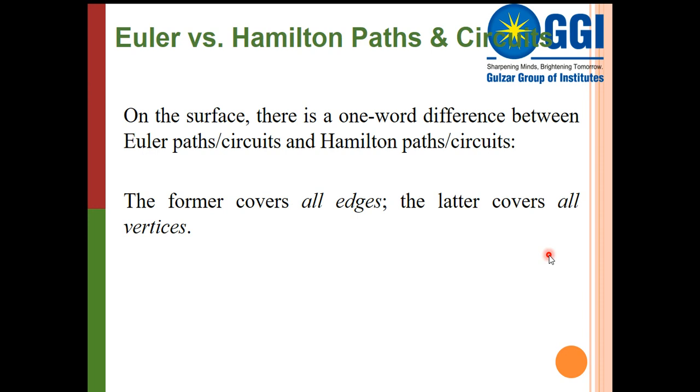What is the basic difference between Euler path and Hamilton path? In the case of Euler path, we discuss edges. In the case of Hamilton path, we discuss vertices. The important thing is that in the case of an Euler graph, we need to cover all edges so that no edge is repeated more than once. In the case of a Hamilton path or circuit, we have to cover all the vertices, and no vertex can be repeated more than once.